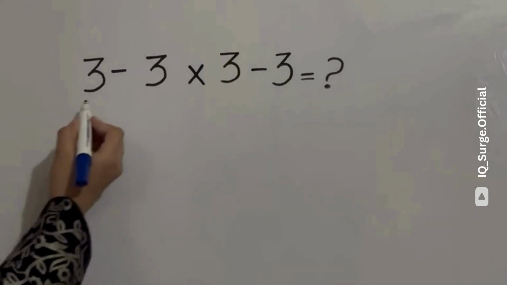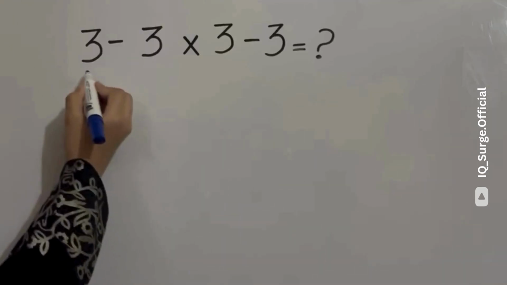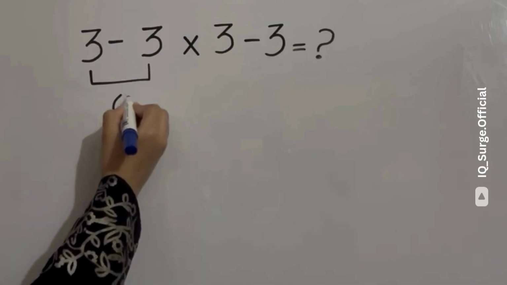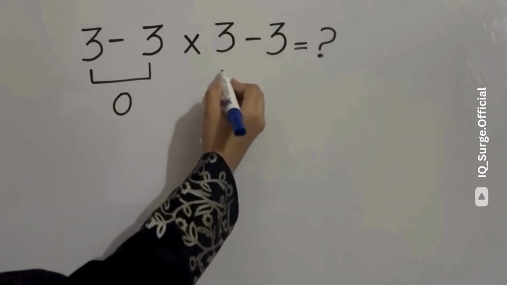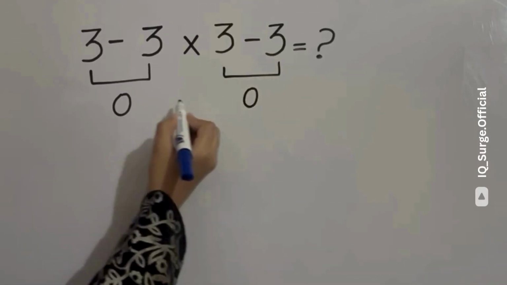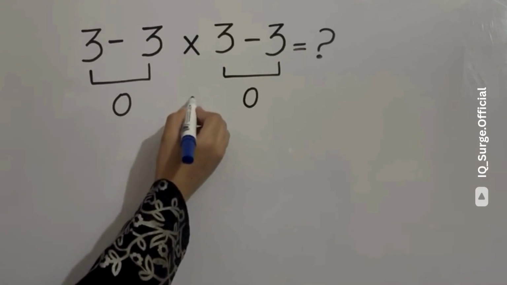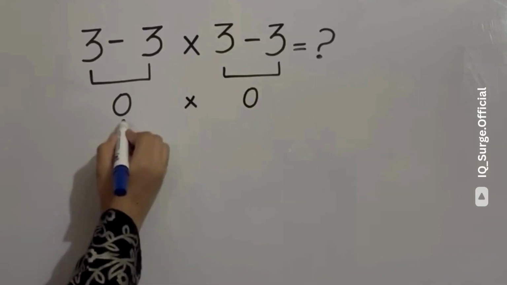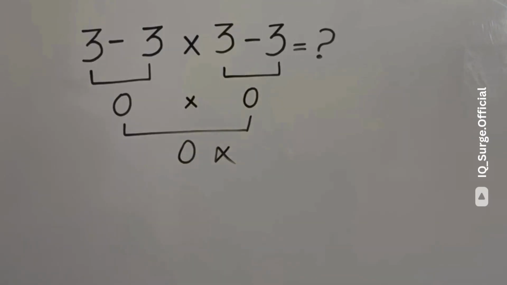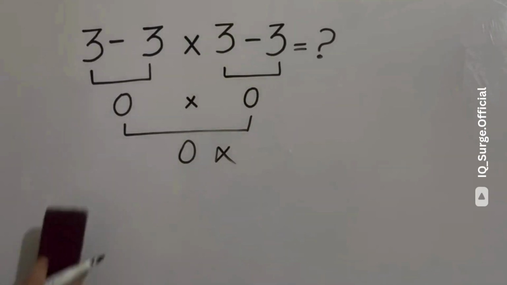Today we will solve this expression correctly using PEMDAS. 3 minus 3 gives us 0. And again 3 minus 3 is also 0. So 0 times 0 gives us 0. But this answer is not correct because according to the order of operations, which is PEMDAS, we cannot solve it this way.